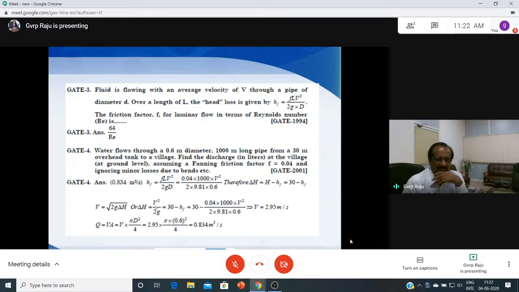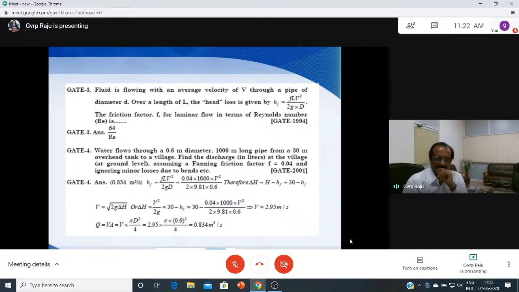Delta h is equal to V square by 2g, which is equal to 30 minus hf. This is in terms of V here, and this is also in terms of V, so that you can find out the velocity V, which is equal to 2.95 meters per second.